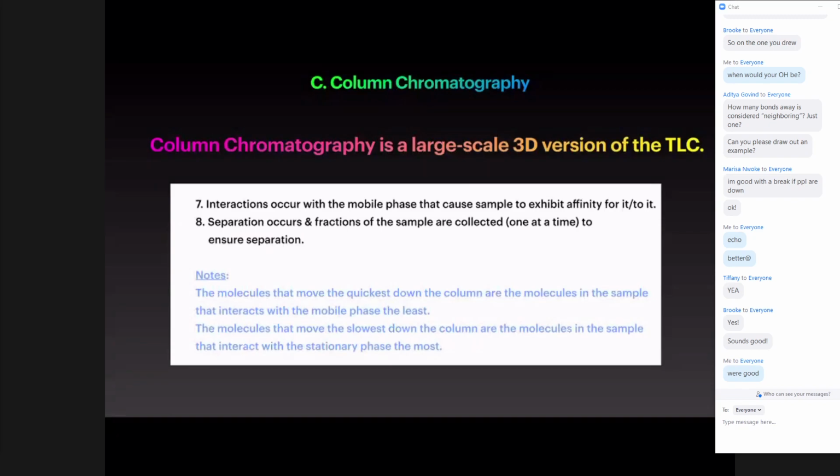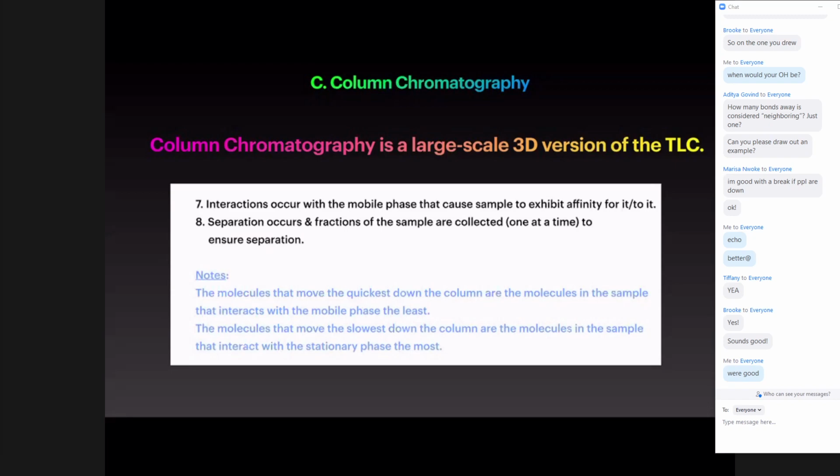The seventh step is the interactions occur with the mobile phase that cause the sample to exhibit affinity for it, or to it. Separation occurs and fractions of the sample are collected one at a time to ensure separation. So a few things to note about this technique is the molecules that move the quickest down the column are the molecules in the sample that interact with the mobile phase the least.